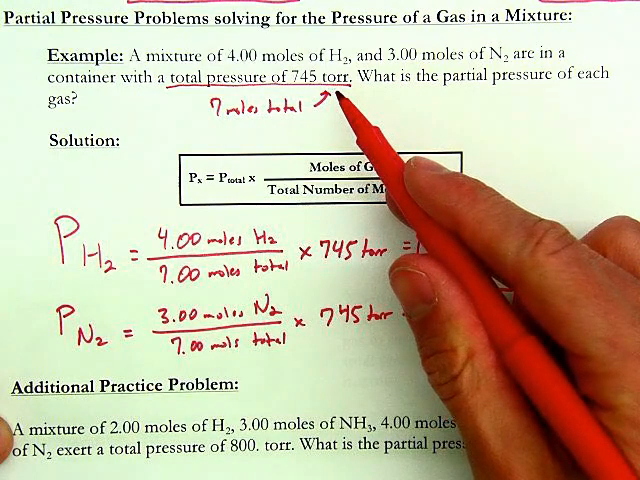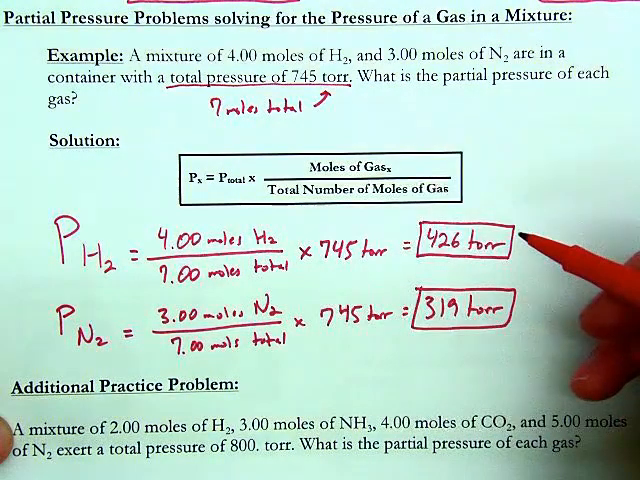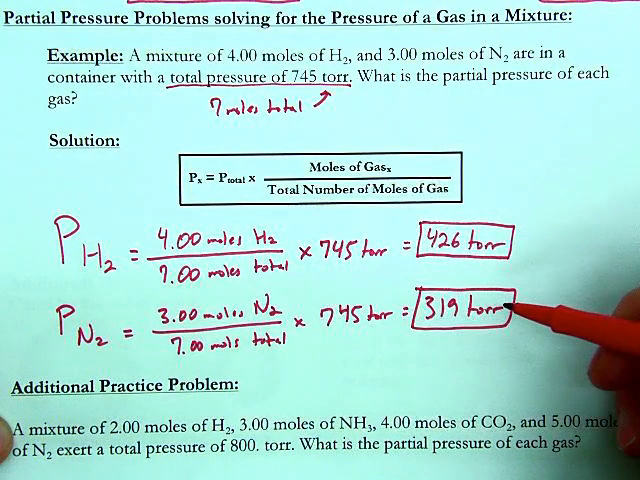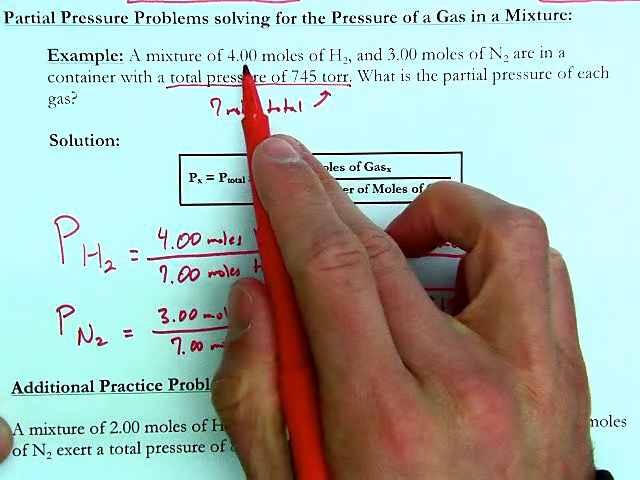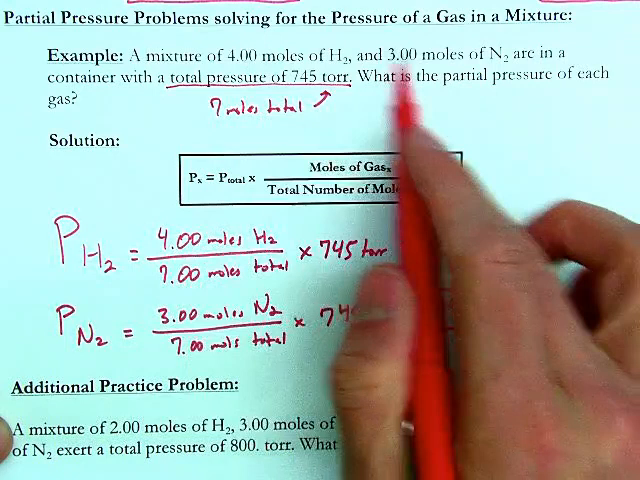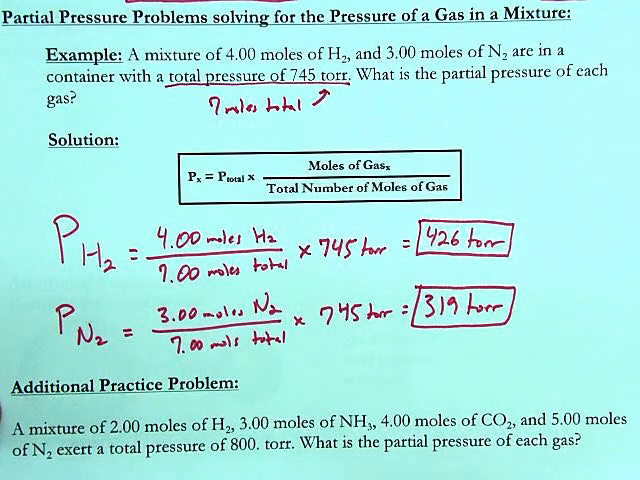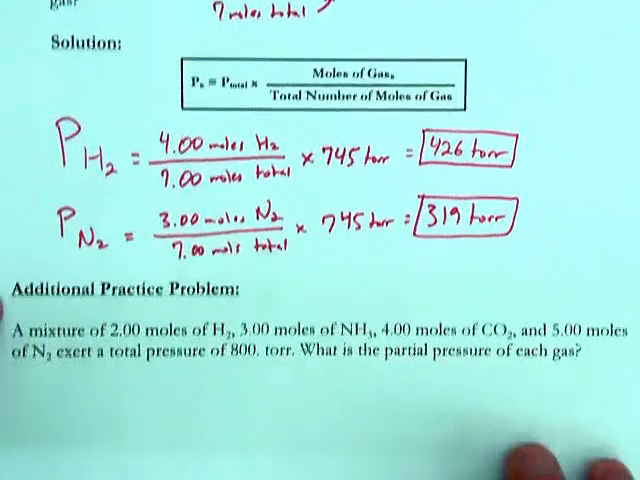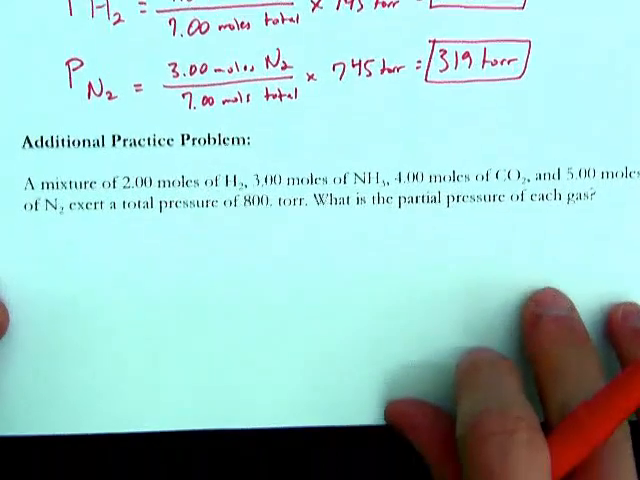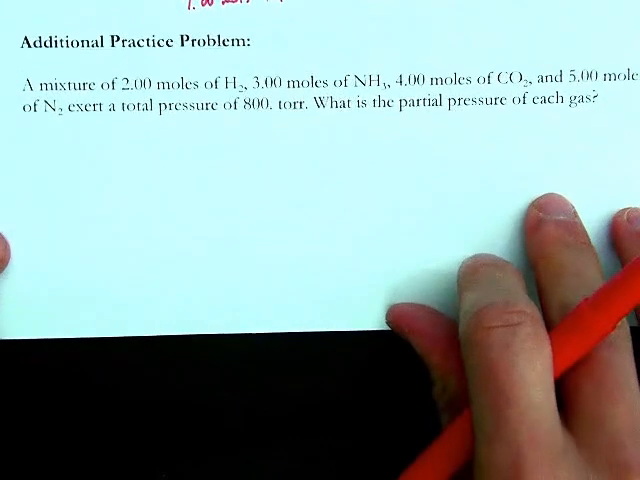So of that total pressure, some of it comes from hydrogen and some of it comes from nitrogen. And you can see that more comes from hydrogen than nitrogen, and that makes sense because there's more hydrogen than nitrogen. Right? So this is a partial pressure problem when you're solving for the pressure of individual gases based on moles and total pressure. Okay, so we'll do one more.